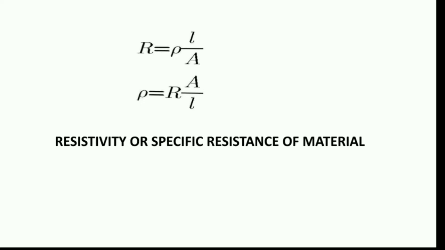So resistivity is fixed for a specific material, and the unit of this resistivity we can deduce from the above equation. The expression for rho is R times A by L, and the unit for R is ohm, the unit for A is meter square, and the unit for L is meter. So the unit eventually becomes ohm meter. So the unit of resistivity or specific resistance of any material is expressed in ohm meter.